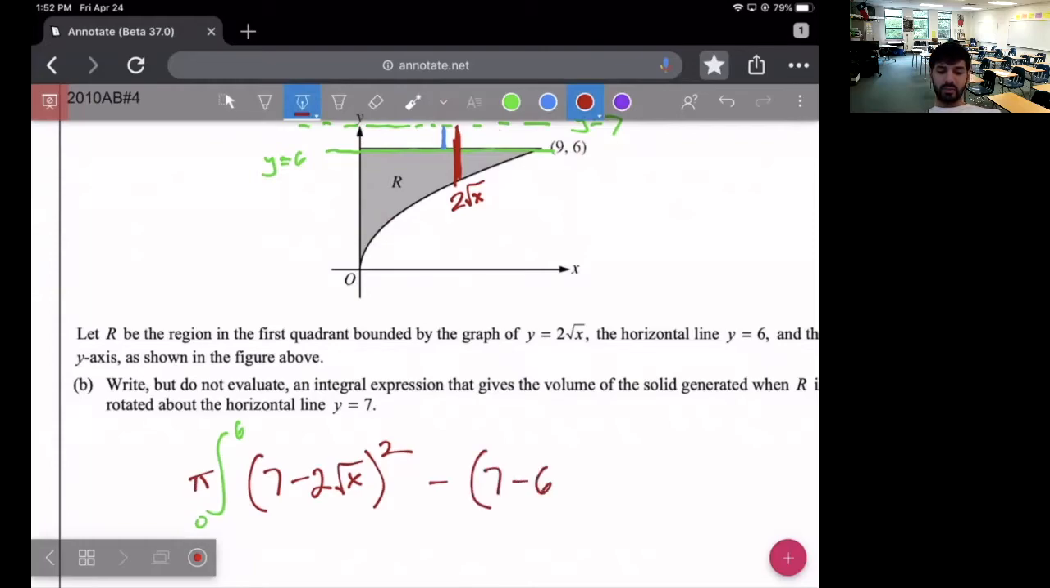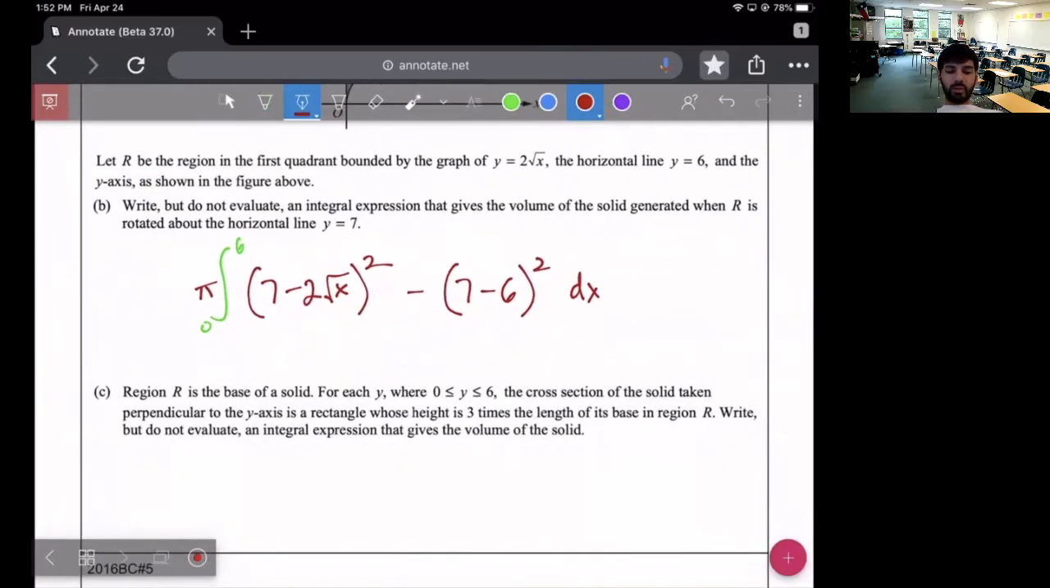7 minus 6 squared, because 7 is above 6, 7 minus 6, and then I square it, giving me the formula for pi r squared. So this is the smaller shape being subtracted out of this larger. And this is going to be dx at the end. There's your expression.